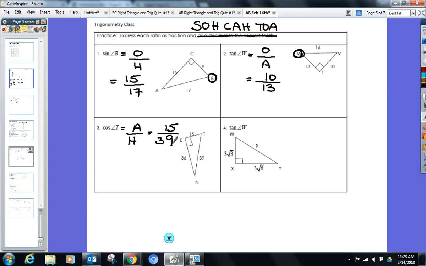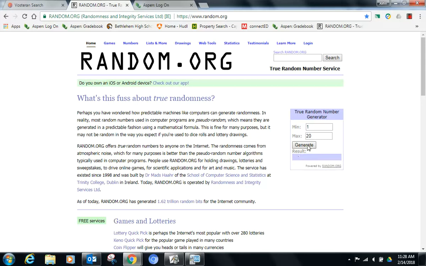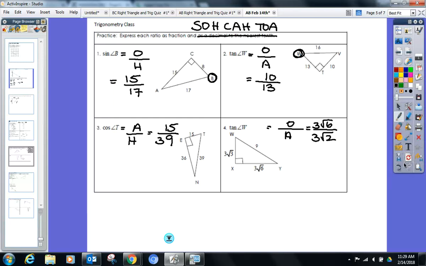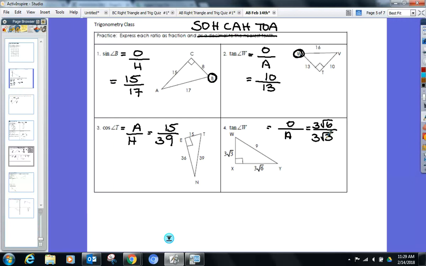Tangent of W. First of all, tangent ratio. Opposite over adjacent. Good. What's opposite W? 3 radical 6. And what's adjacent? 3 radical 3. All right. We know we're not leaving that like that, huh? You know we're not leaving it like that.